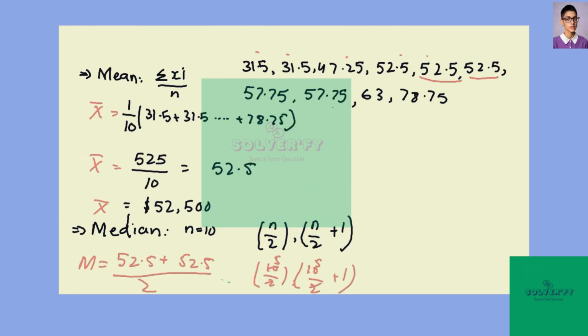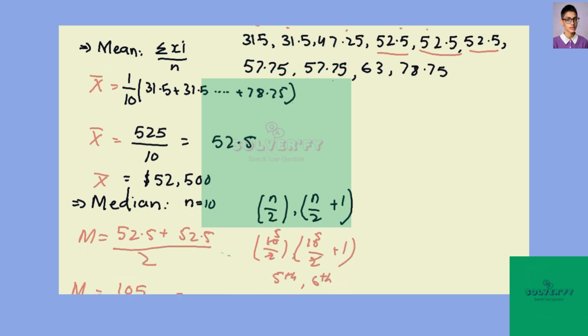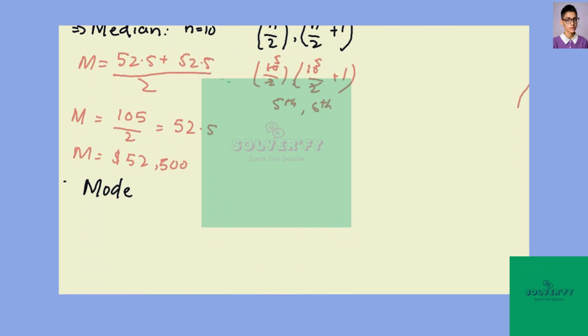Next is the mode. Mode is very easy that you find the most repeated number. So the most repeated number is 52.5 because it is repeated 3 times. So let's write it that it will also be $52,500.